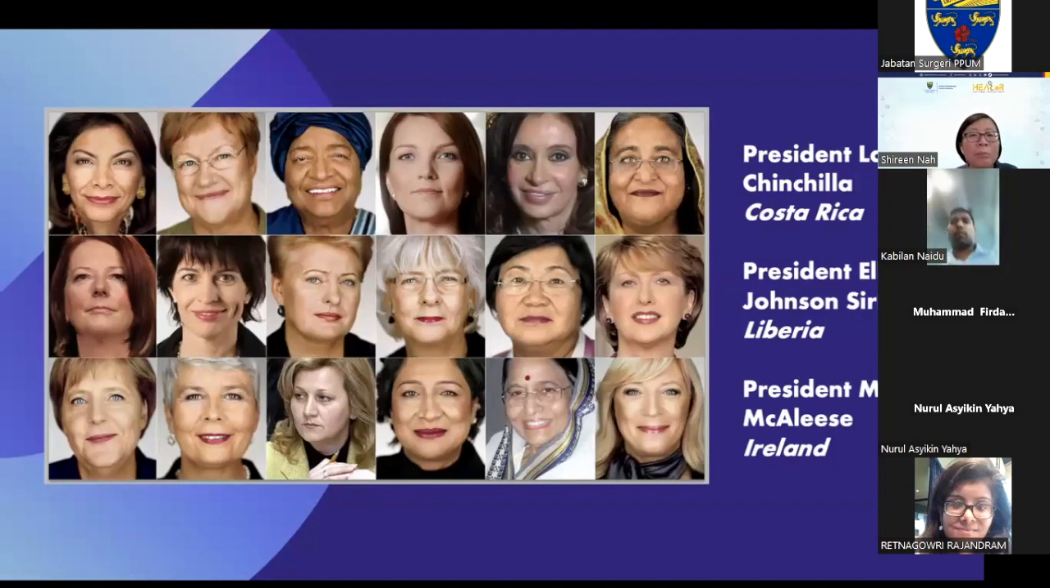So you can see here a bunch of women leaders from the world over, yeah? And you want to highlight in particular 3 of them. There's President Laura Chinchilla from Costa Rica, there's President Ellen Sirleaf from Liberia, and then your President Mary McAleese from Ireland. I don't think all of them are current presidents, yeah? I think these are past presidents, okay? But you've got this bunch of faces here. How are you going to highlight?